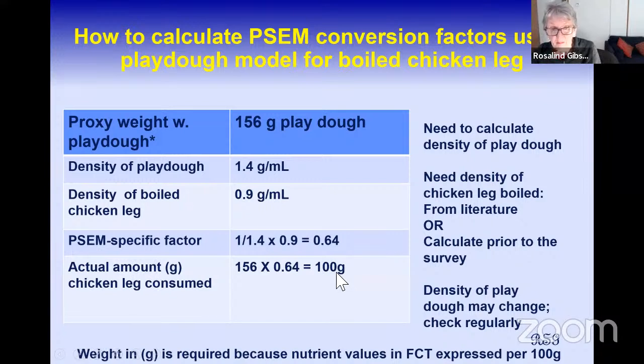And that is the amount of the chicken leg that was actually consumed by the respondent. So you obviously don't put in 156 grams of Play-Doh here. You convert that Play-Doh to the amount of chicken leg, which is 100 grams.